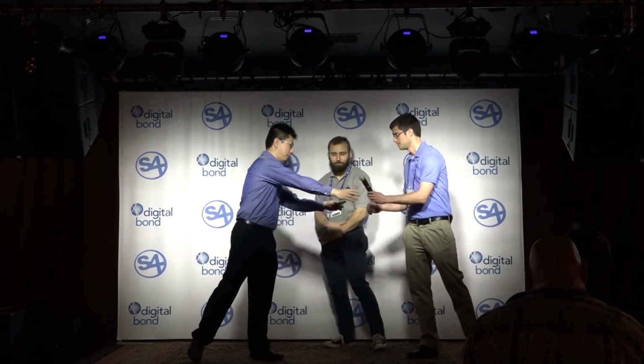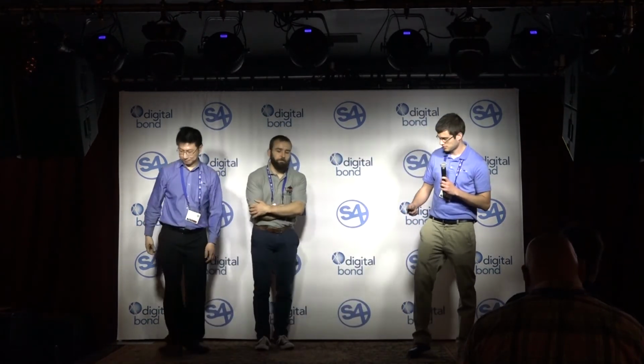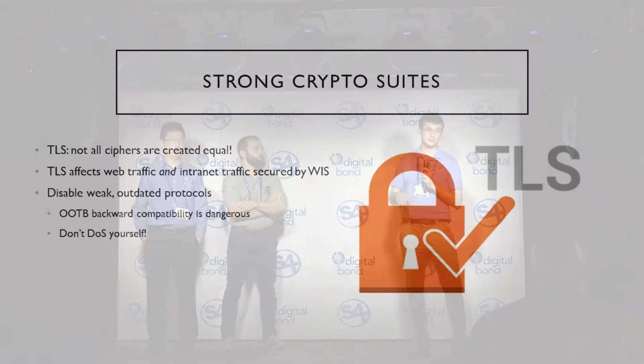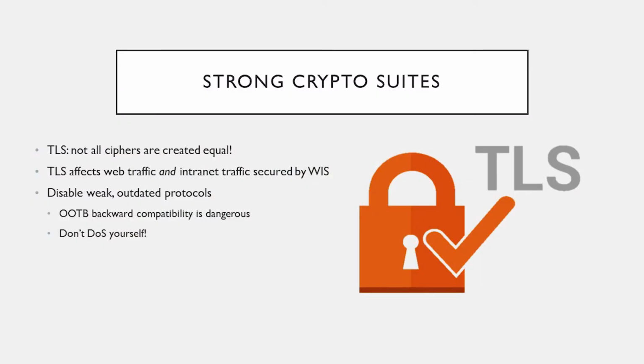Thanks, thank you, Ricky. So I'm going to talk about a few additional measures for server hardening here. I'm going to start with TLS. I'm sure everybody here is familiar with TLS in terms of securing the communications to and from your servers. But it's important to note that TLS relies on ciphers, and not all ciphers were created equal. These weak TLS ciphers can affect your web traffic and traffic that's secured by Windows Integrated Security, which also uses TLS. I'll speak about that more in a few slides.